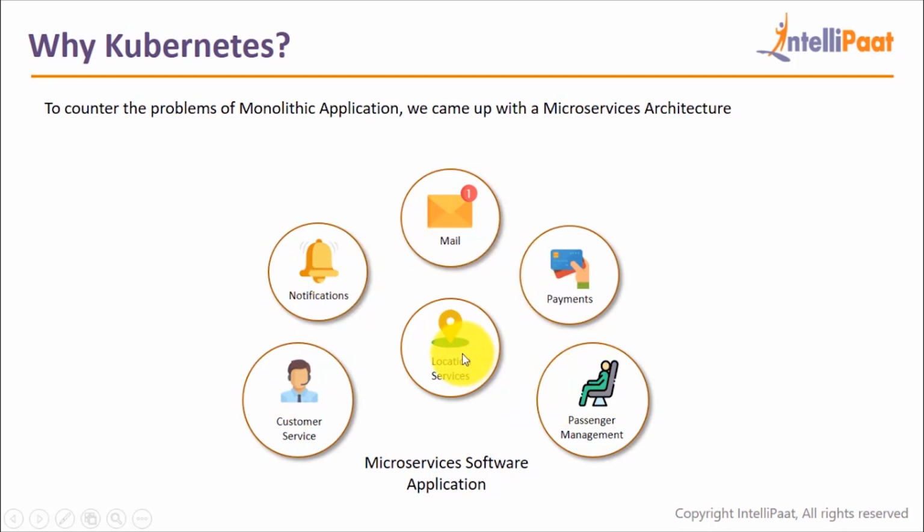But the problem now is how to deploy these services. Where will I deploy them? One way is that my customer service module is deployed on one computer, my notifications on another server, and my mail service on some other server. Similarly, if there are 5 features listed over here, there will be 5 different servers serving each service's requests.